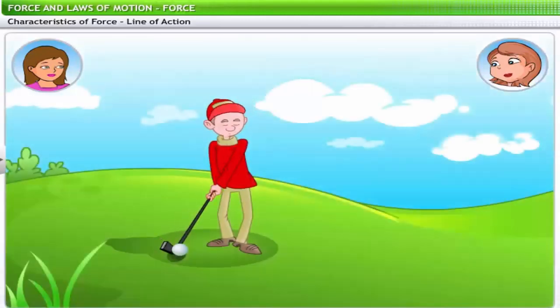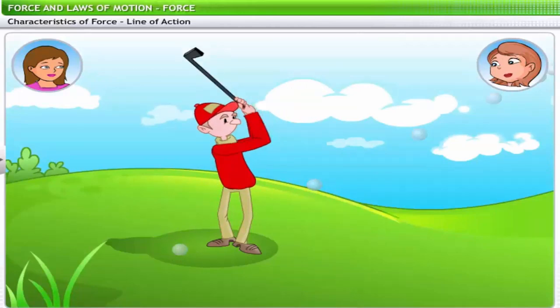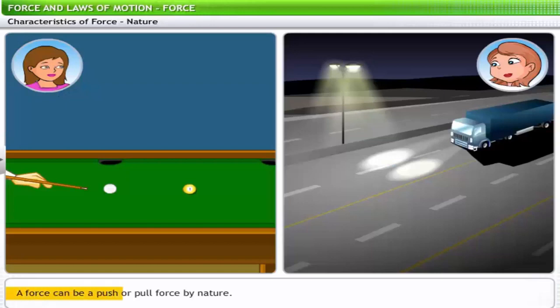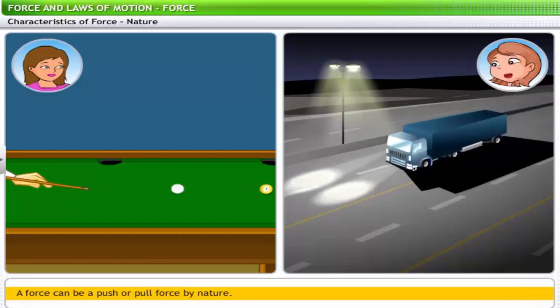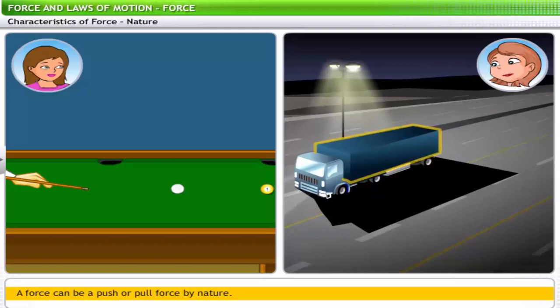For example, when a golfer hits a ball, he applies force at an angle from a horizontal surface. Hence, the line of action in this case is inclined. A force can be a push or pull force by nature. For example, a queue pushes the billiard balls forward, while a truck pulls a trailer behind it.